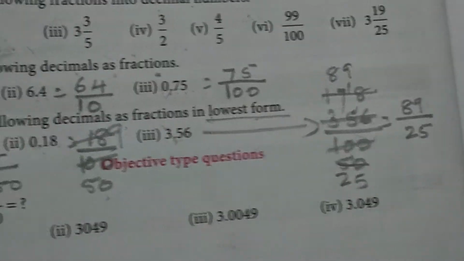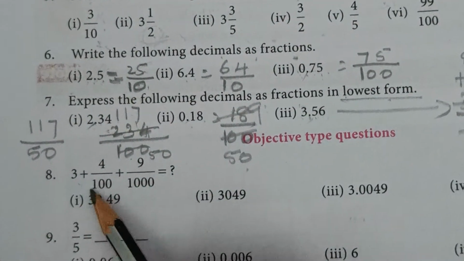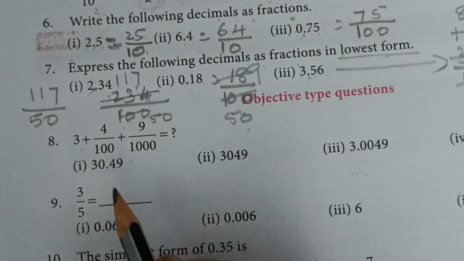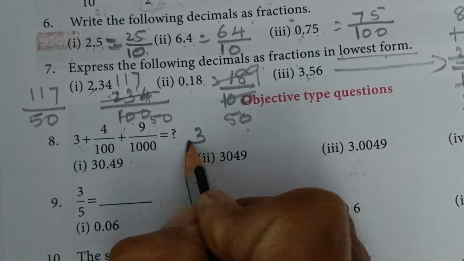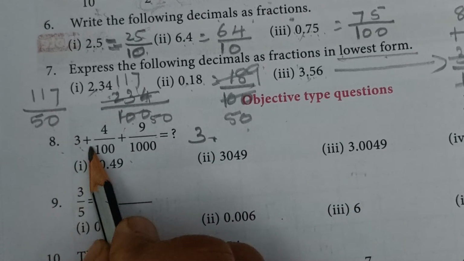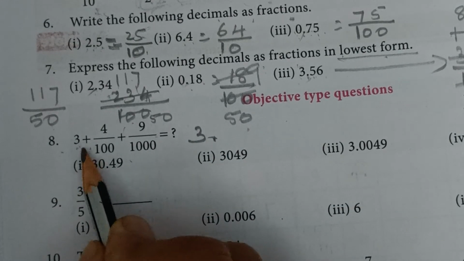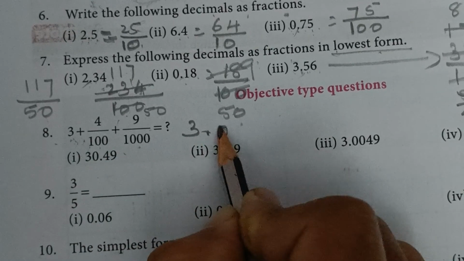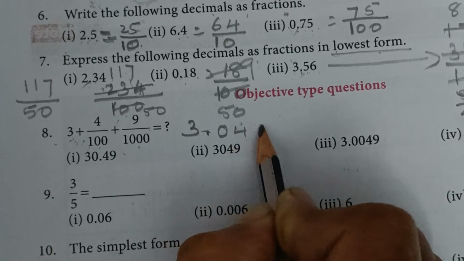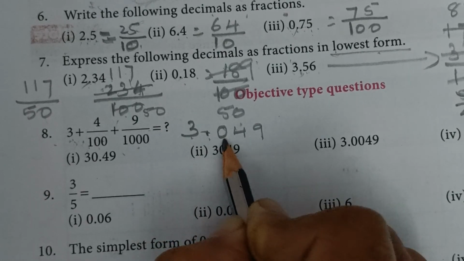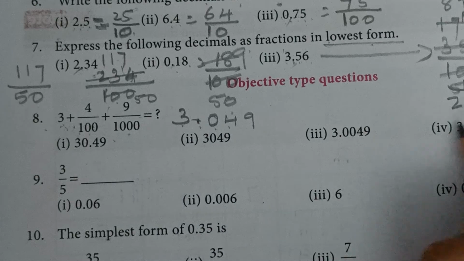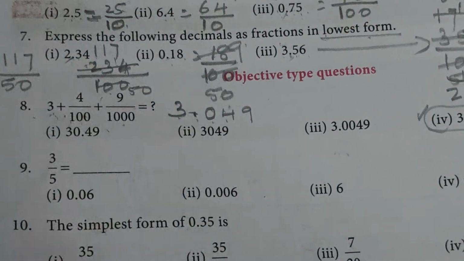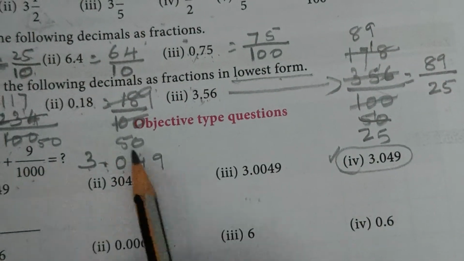Okay. So we'll move on to objective type questions. 3 plus 4 by 100 plus 9 by 1000 is what? We have to convert to a decimal number. 3 is the whole number, point. After that, we should have the 10th place. After the whole part, 10th, 100th and 1000th. 10th is missing. So what to do for the missing number? 0. Then 100th is 4, 1000th is 9. 3.049. Where is it? Option 4 is the correct answer. 3.049 is the correct answer.